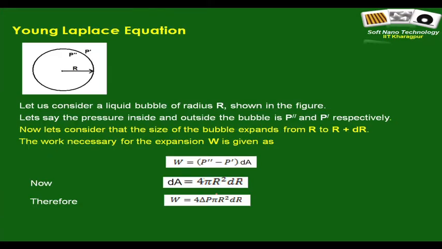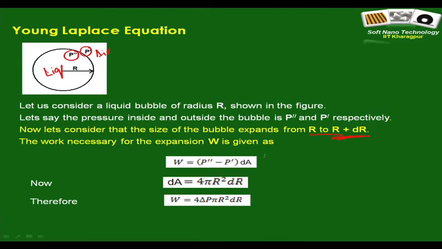So, let us consider a very simple example. We have a liquid bubble with, let us say, radius r. So, this is liquid and this is air on this side. Let us say that the pressure inside the drop is P double dash and outside is P dash. Now, let us consider that the initial radius of the bubble, which is r, expands from r to r plus dr.